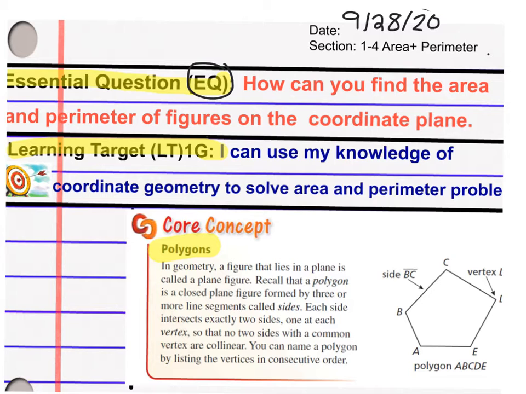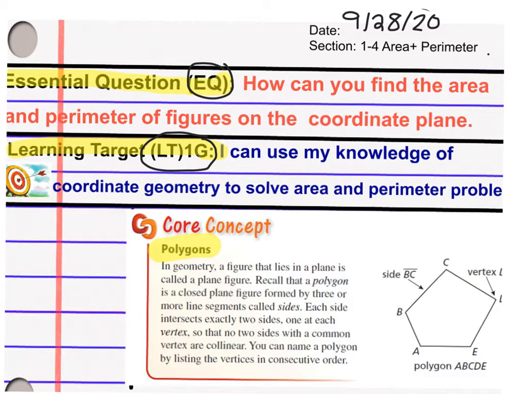All right, then make sure you're writing learning target 1G and you're highlighting it. And you're writing, I can use my knowledge of coordinate geometry. Remember, coordinate geometry is distance and midpoint from section 1-3 to solve area and perimeter problems.